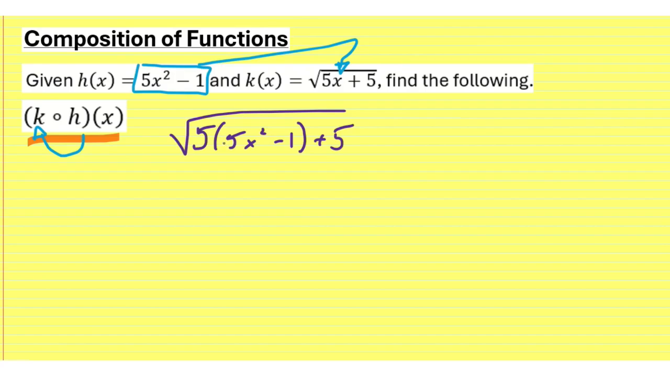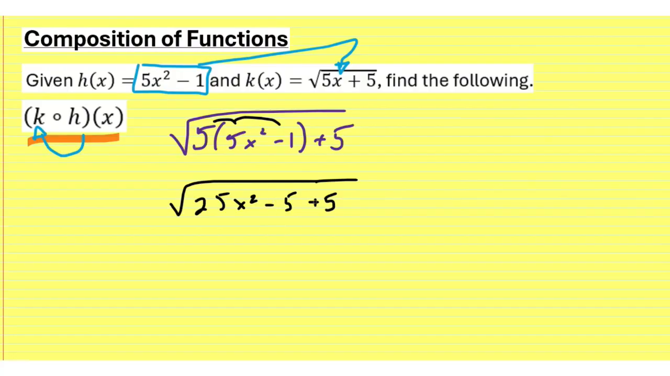So now, in order to start simplifying it, I need to distribute this 5 into the parentheses. So I've got square root 5 times 5x squared is going to be 25x squared. And then 5 times a negative 1 is a negative 5. Okay, and then I've got a plus 5. Simplify. Negative 5 plus 5, these two are going to cancel each other out. So I end up with square root of 25x squared minus 5 plus 5 turns into 0, cancels itself out.